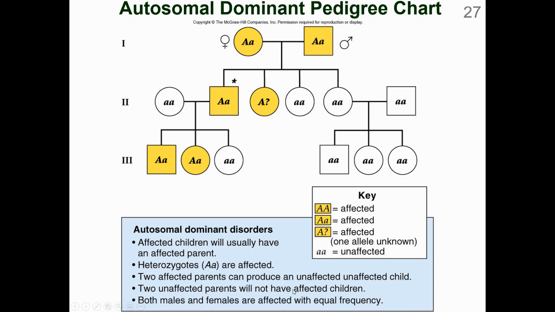So anytime we have unaffected parents, we know they must have the recessive alleles. Two unaffected parents will never have children with the disorder. But any affected parent will pass on that allele and will always have some children that have that disorder. So those are what we look for to determine an autosomal dominant inheritance pattern.